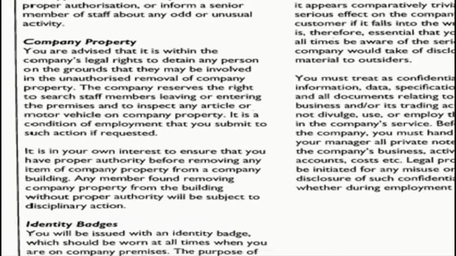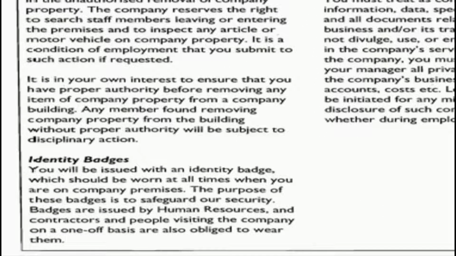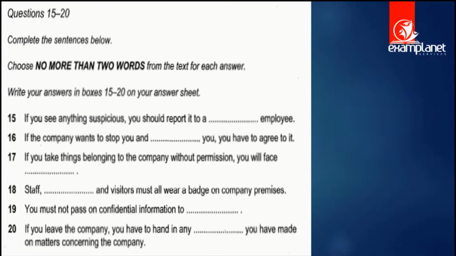Under identity badges, you say you will, that refers to the staff. Then if you go down a little, say the purpose of these badges is to safeguard our security. Badges are issued by human resources and contractors and people visiting. And of course, we have staff, dash and visitors. The only one omitted in that equation is the contractors. So that would be our answer to question 18.